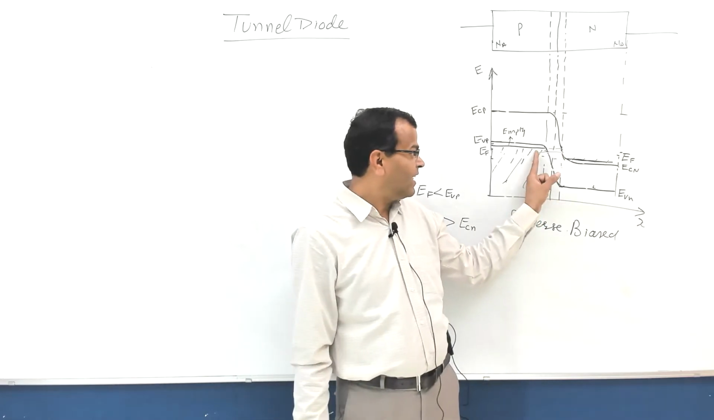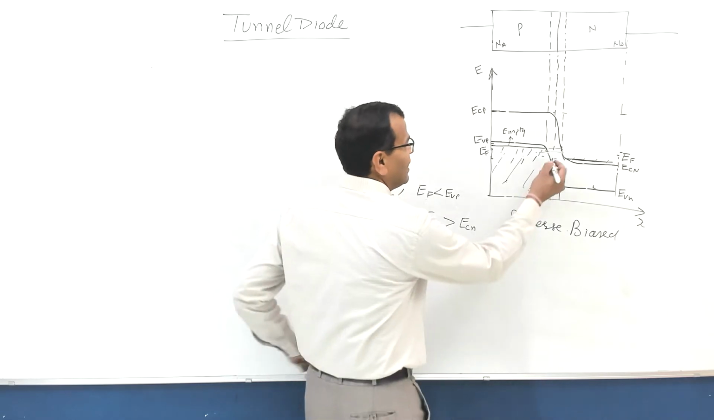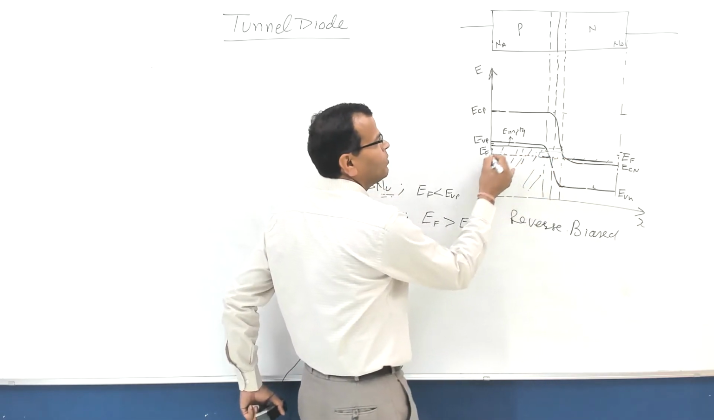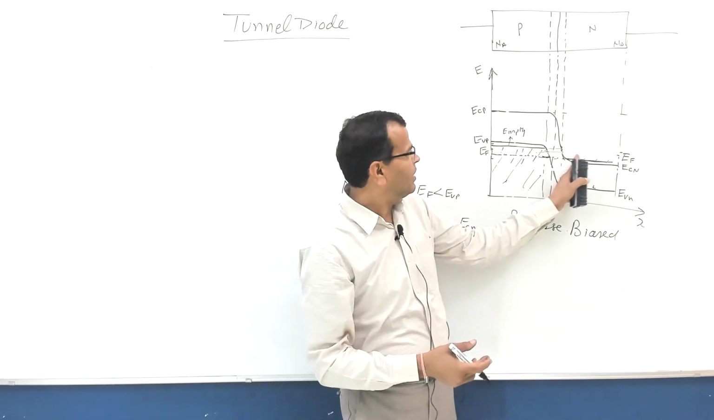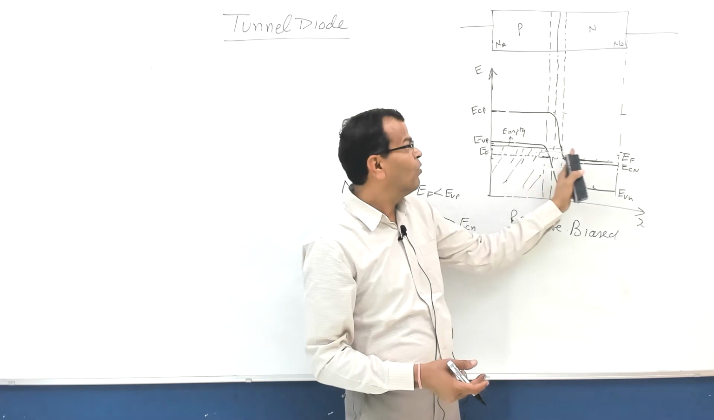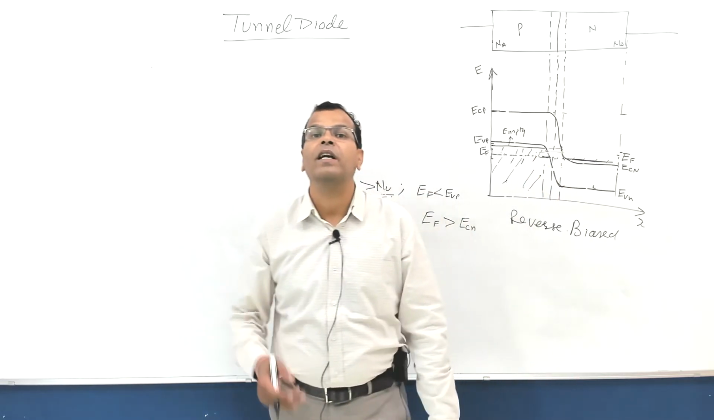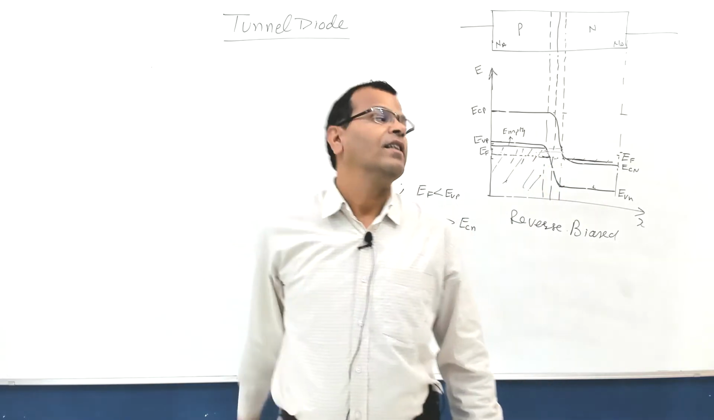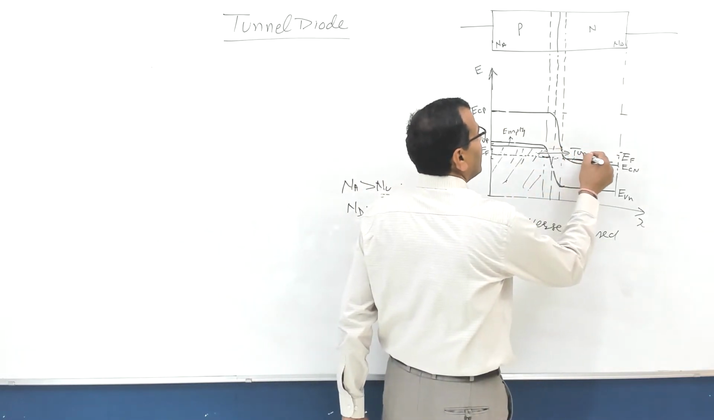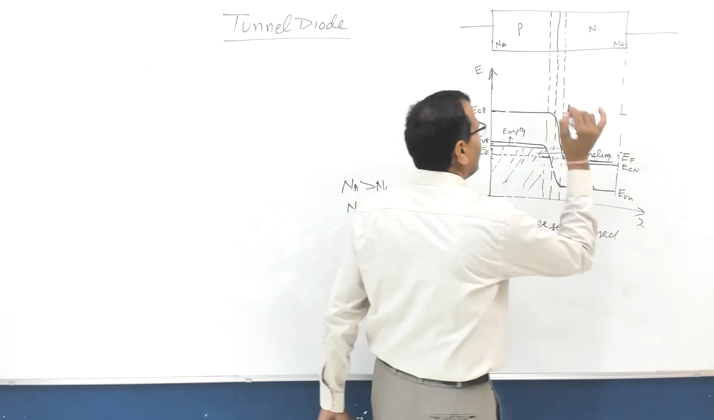There are filled states here in this region. Please see this. If you draw this dashed line here up to this point, in this region there are filled states. So these electrons can move towards these empty states. That is called tunneling. That is known as, I will draw this line, tunneling of the charge carriers.